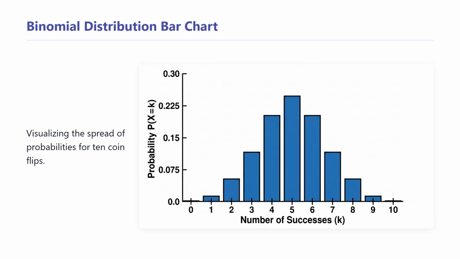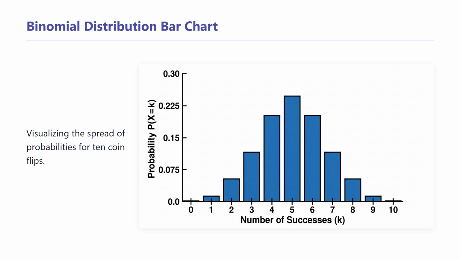Now that we have calculated specific probabilities, let us visualize the entire distribution. Here, you are looking at a bar chart for a binomial process with 10 trials and a 50% success probability, like flipping 10 coins. The horizontal axis shows the possible number of successes, from 0 to 10. The vertical axis shows the probability of each outcome.